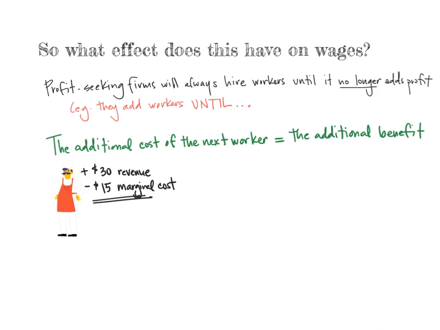And this works with firms and workers. So let's say we hire our first worker and he earns us $30 in revenue but costs us $15 in wage. That's going to be $15 of profit he gives us. So he is worth it. He pays his way and then some.